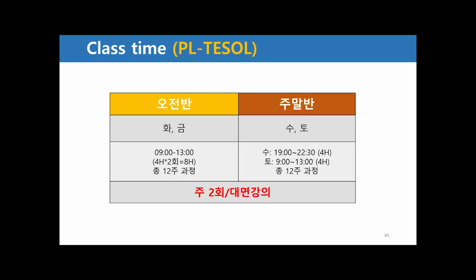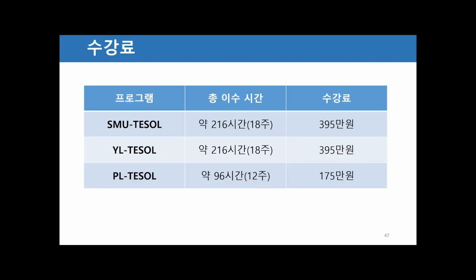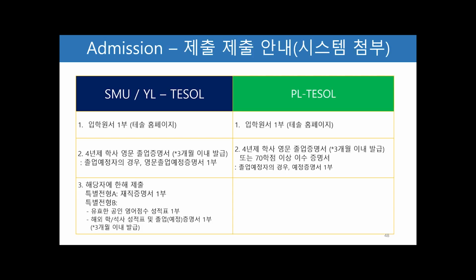TESOL은 모두 대면 강의로 진행됩니다. 시간표는 오전반이랑 주말반 2가지가 있고요. 오전반은 화금 오전 9시부터 1시까지 주 2회. 아까 SMU랑 YL은 주 3회였고 PL은 주 2회입니다. 주말반은 수요일은 저녁 7시부터 10시 반, 토요일은 오전 9시부터 1시 이렇게 주 2회고 모두 대면 강의로 진행이 됩니다. 다음으로 수강료 말씀드리면 SMU YL은 395만 원, PL은 175만 원입니다.